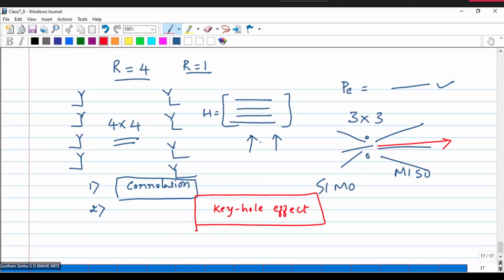The effect of keyhole is observed in many practical scenarios. If you go underground, if you go through a tunnel, you may have 3 antennas transmitting a piece of information, but because of a small aperture at the beginning of the tunnel, the signal strength will not be transferred properly.